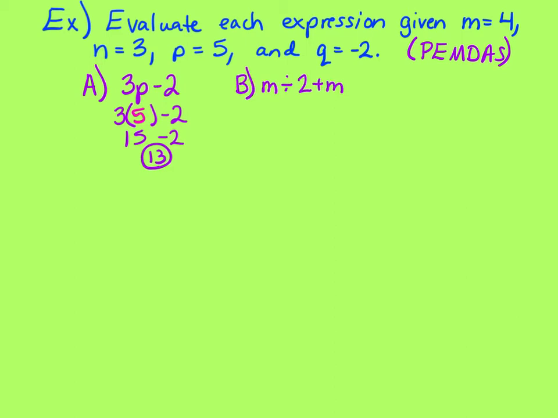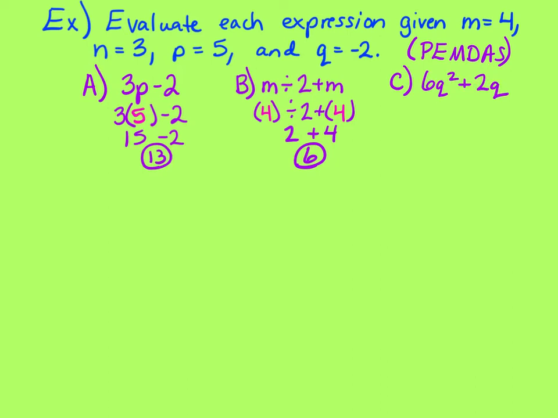B part, we have m divided by 2 plus m. So I substitute m with 4, and we got 4 divided by 2 plus 4. And following the order of operations, we have dividing and we have adding. So we're going to divide before we add. So 4 divided by 2 is 2, then 2 plus 4 is 6.